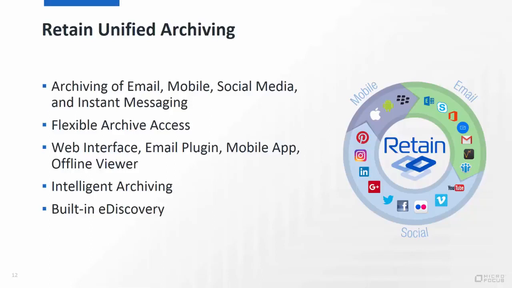Also with Retain, we feature intelligent archiving where we tie directly to the email system. Exchange or Office 365 would use journaling or the Microsoft Recoverable Items folder to be able to archive all messages and make sure nothing gets deleted before it's archived. And the same goes for GroupWise. For Gmail, we can archive that way.